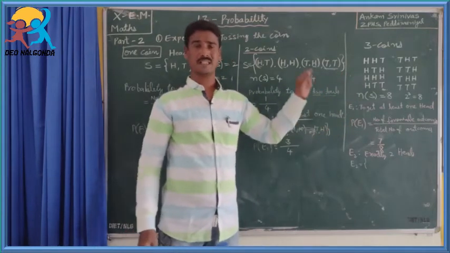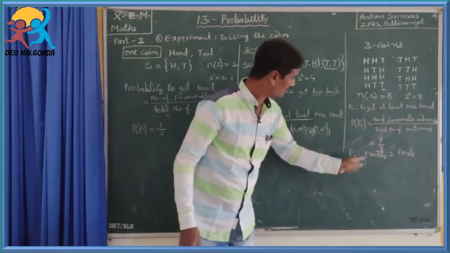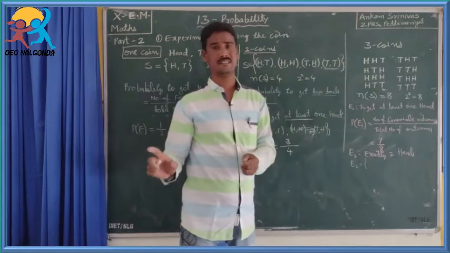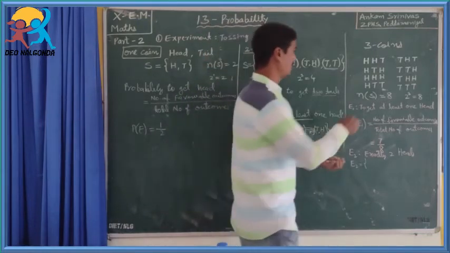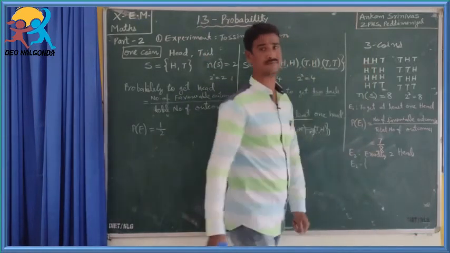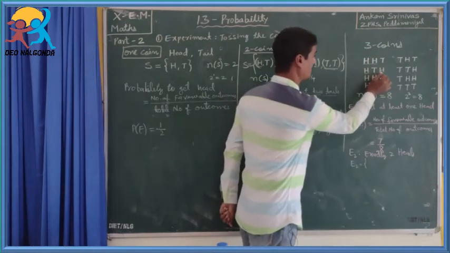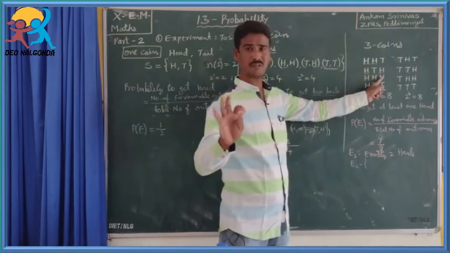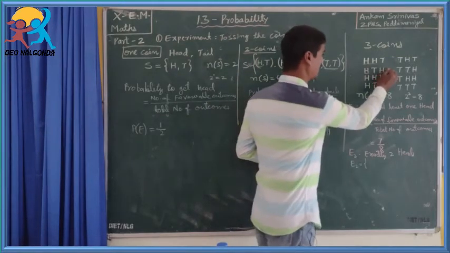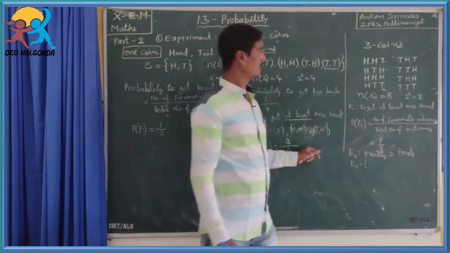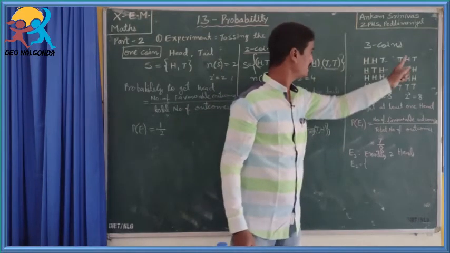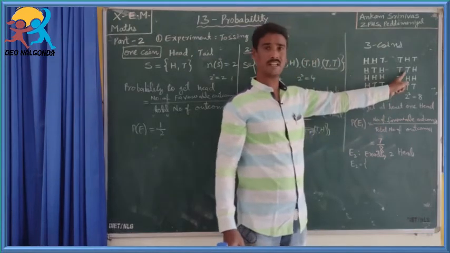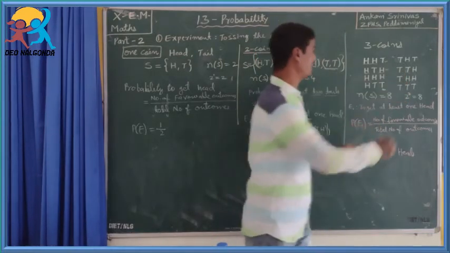Exactly 2 heads means in this event we get exactly 2. Never 1, never 3. Exactly 2. So here exactly 2 heads, and in this also exactly 2 heads. And here 3 heads, it is not possible to take this one. And in this, only one head is not favorable. Here one head is not favorable. Here 2 heads is favorable.